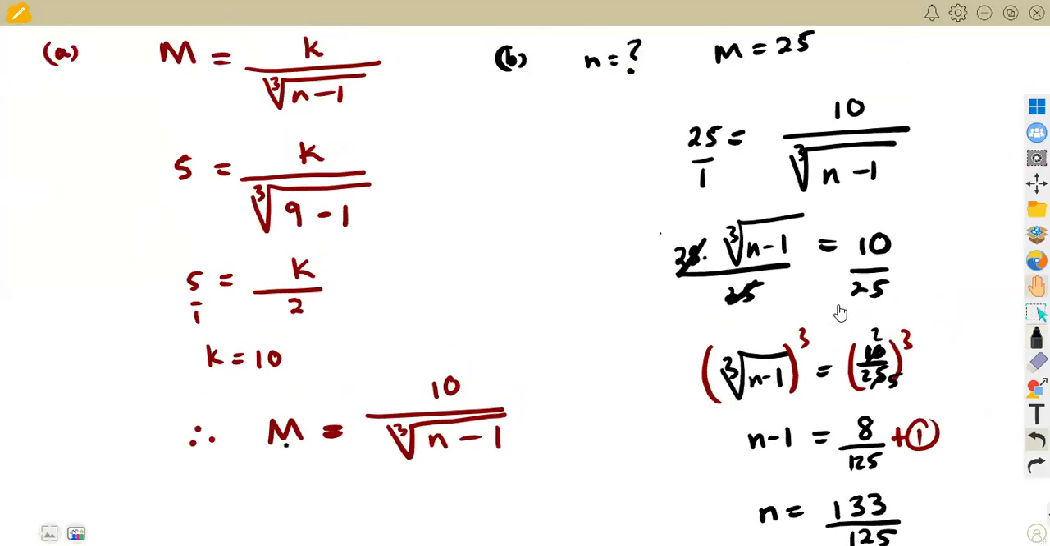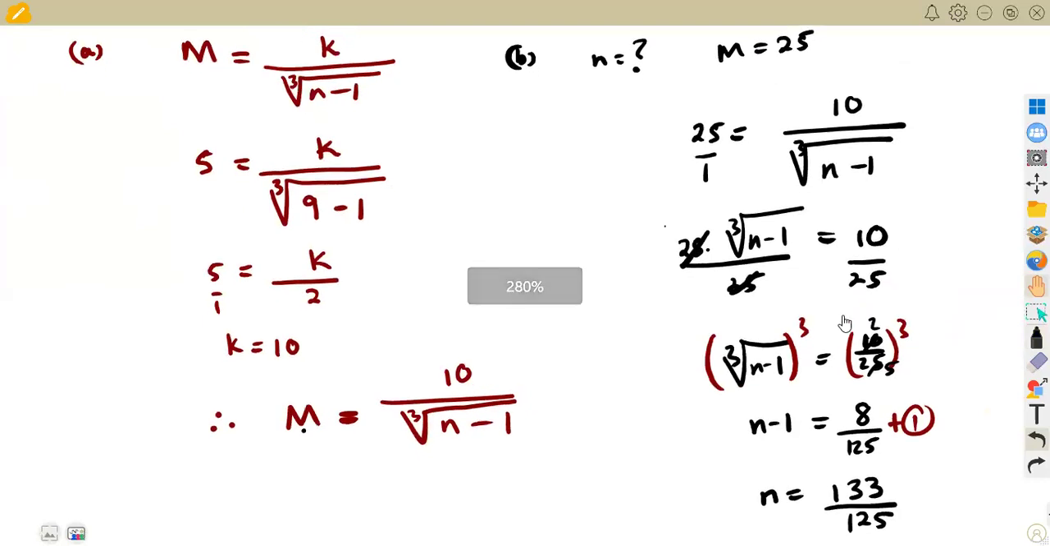So this is how we attempt questions on proportionality, depending on the type of proportion that you're given. Is it a direct? Is it an inverse? Is it a partial? It's just a matter of understanding. So make sure also that you revise variation as a topic from our O-level mathematics. It can help you a lot.